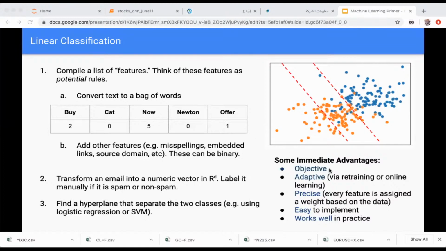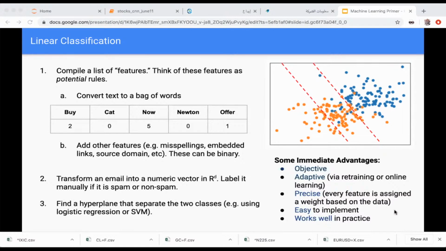So what are some of the immediate advantages of this approach? First, it is objective. Maybe the only subjective part here is the choice of the features, but it's not problematic for this type of application. For other applications, yes, this could be an issue. There is a growing field of research called representation learning, but it may not be that particularly important here.